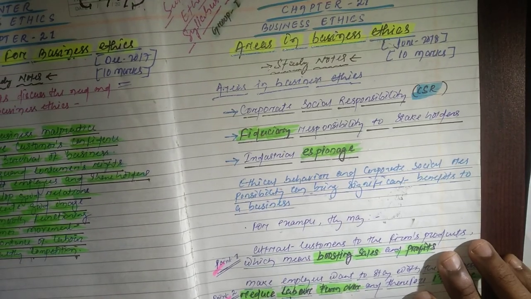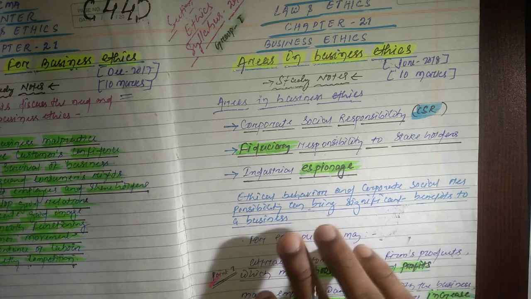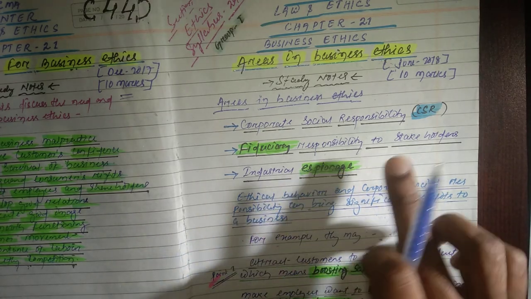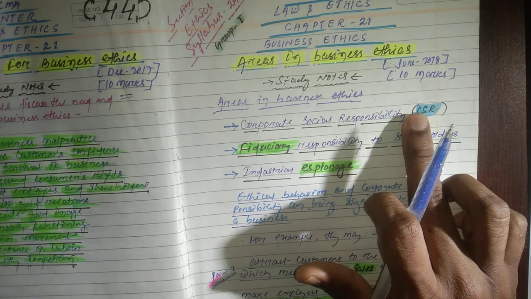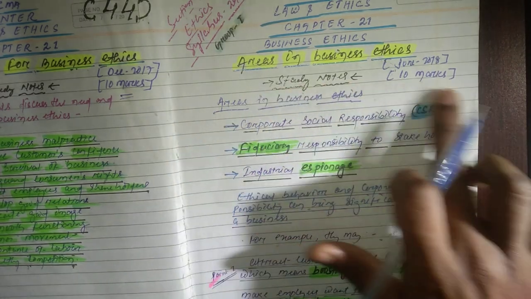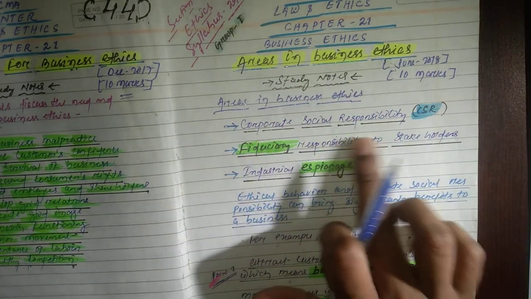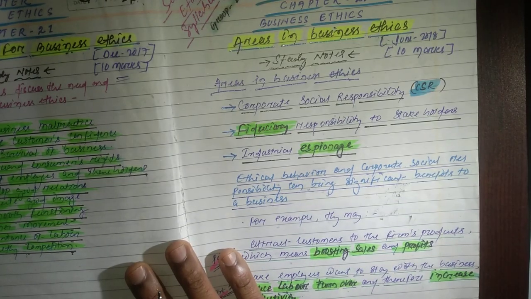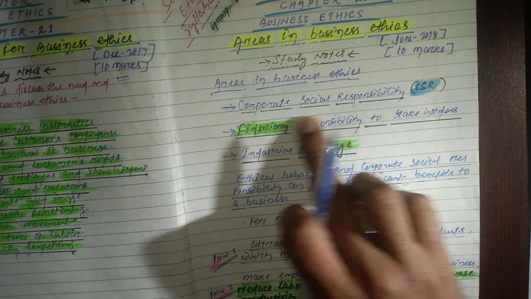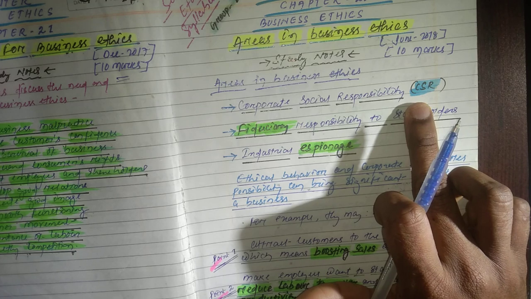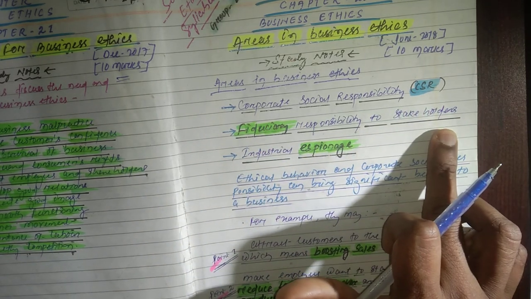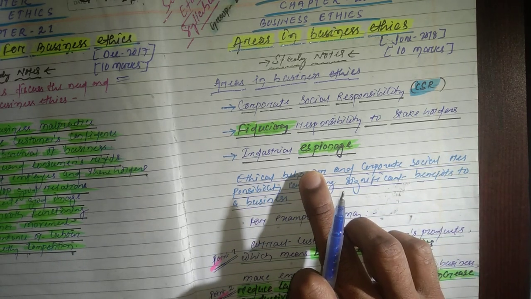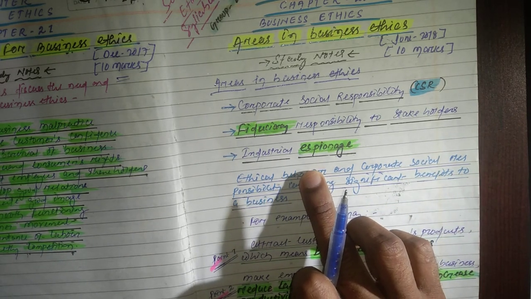Areas in business ethics. First, you can write that only point is sufficient. So if a question comes from areas in business ethics, first you can write that three most important areas where business ethics play a significant role. Number one, corporate social responsibilities, which is called CSR. Then fiduciary responsibility to stakeholders. Then industrial espionage. Right?